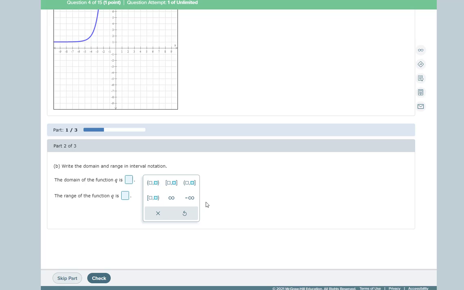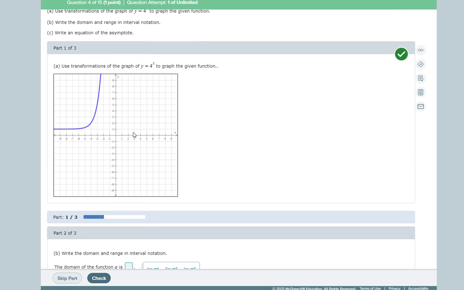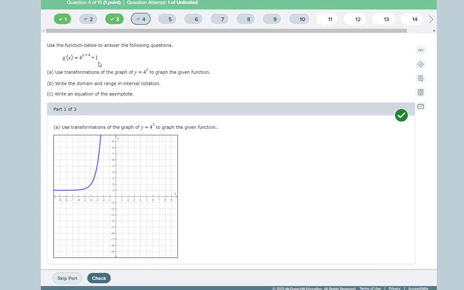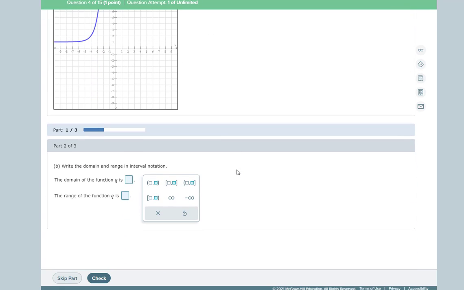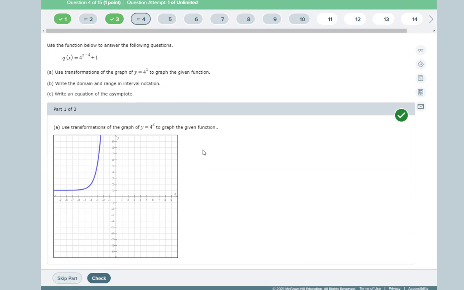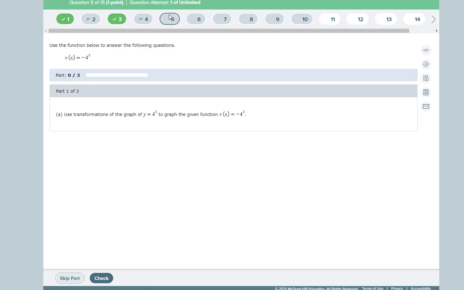All right, and then it continues on with the domain and the range, which the domain would be -infinity to infinity. And our range, because of this little +1 at the end, will be from 1 to infinity. 1 would get a parenthesis. And the equation for our asymptote would be y equals 1. So again, make sure that you type in y equals 1 for that. All right, let's try another graph.